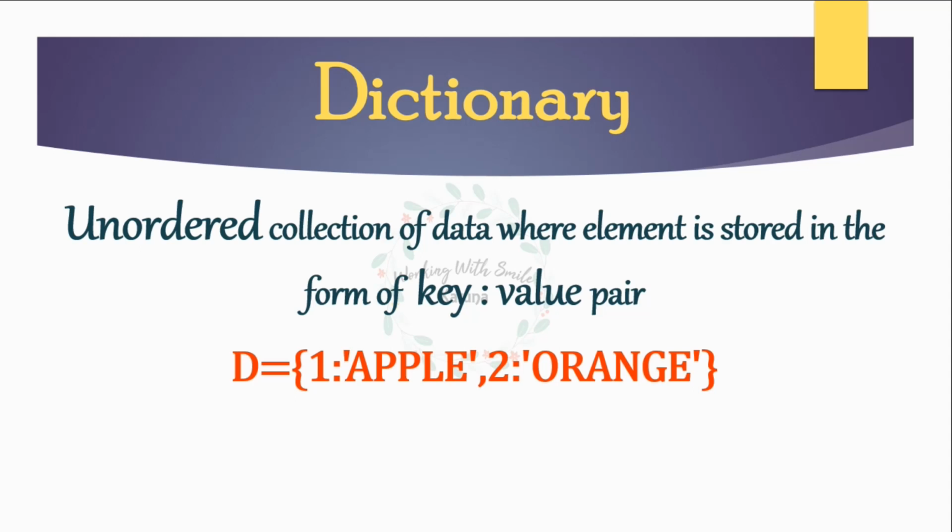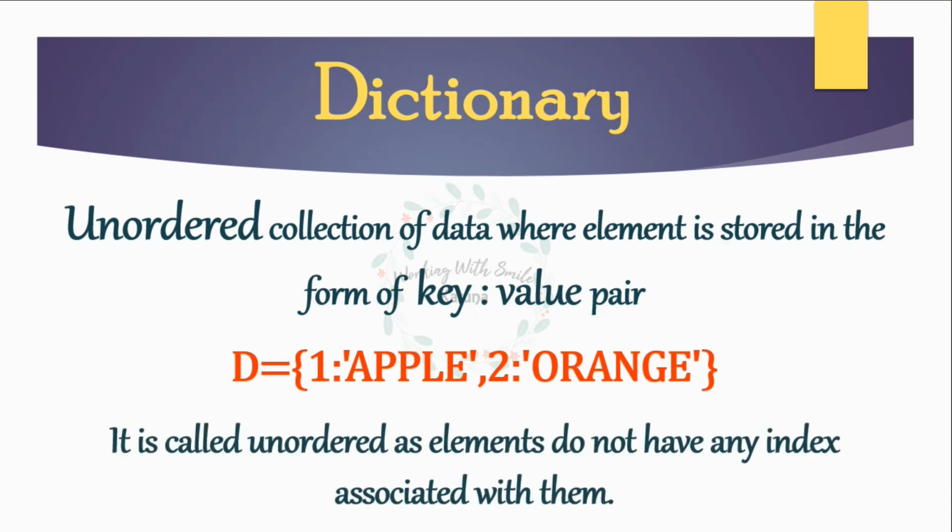1, which is a key of the dictionary, is linked with apple, and 2 has been linked with the value orange. The reason why dictionaries are called unordered is that the elements, as you can see in the above example, do not have any index assigned to them. They can be simply accessed with the keys of the dictionary. The key and the value pairs are separated by comma operator, whereas you can see that the key and its value are separated by colon.